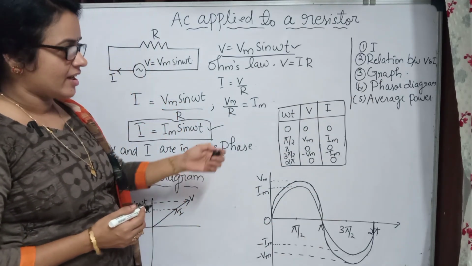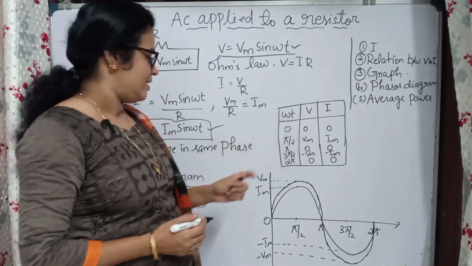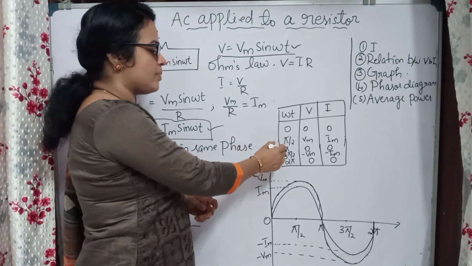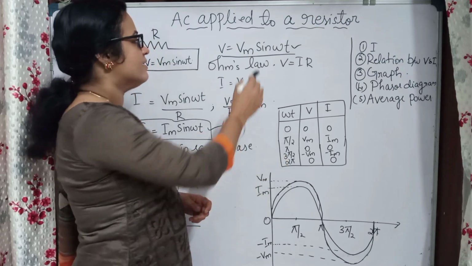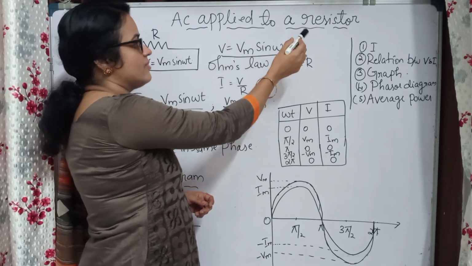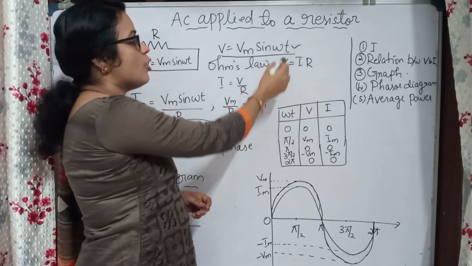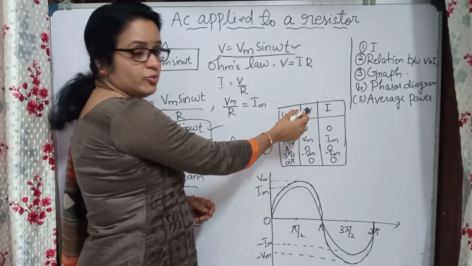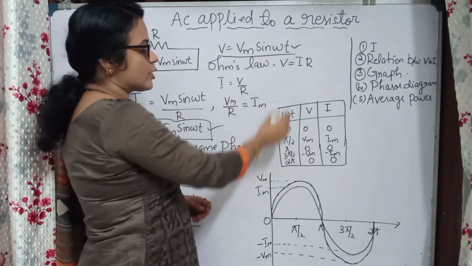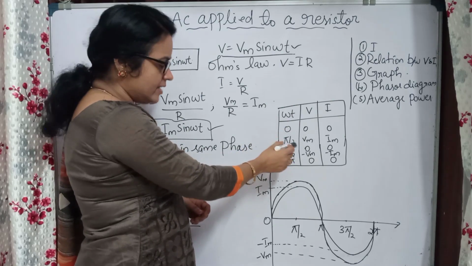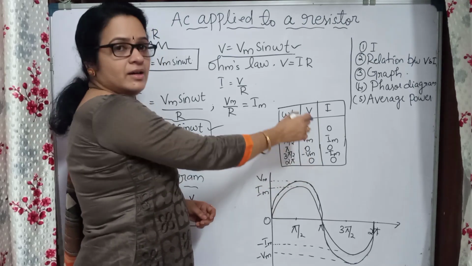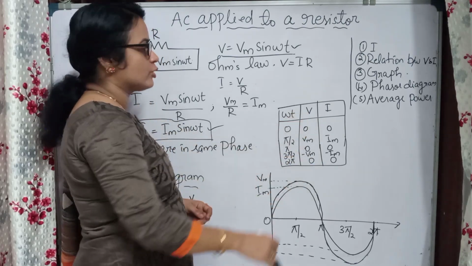So for omega t, we will give the values 0, pi by 2, pi, 3 pi by 2 and 2 pi. Here we have V equal to Vm sin omega t. So in this equation we will give these values of omega t and see what we get for voltage. We can just write the values here, then it will be easy to draw the graph.